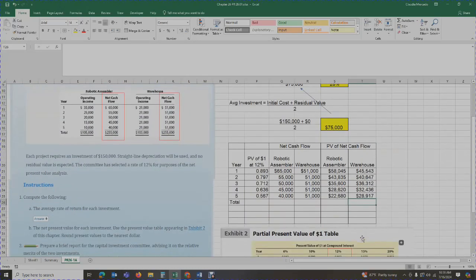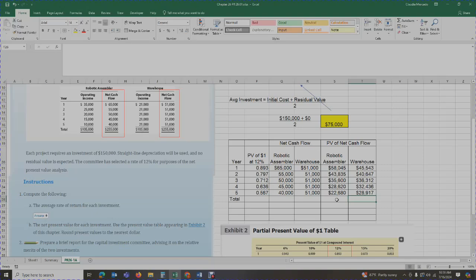Now that we've got that, we're going to get our totals. Because I am using Excel, it's just much easier. I don't have to use a calculator. I'm just going to run these formulas across so I can get my totals. So if you see here, my net cash flows for either project is $255,000. They both yield the same cash flow, but the present value of those net cash flows varies. The robotic assembler's present value of that net cash flow is greater than that of the warehouse.